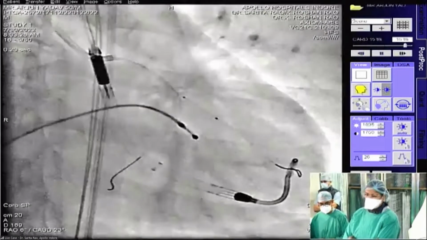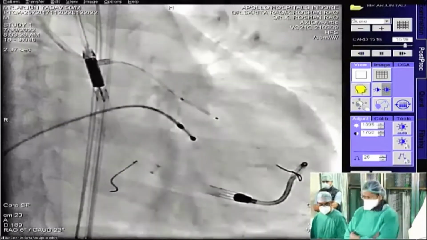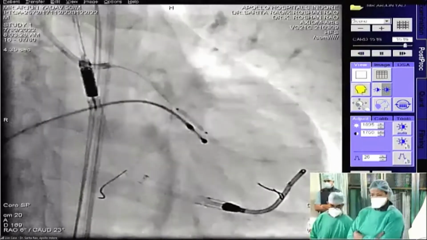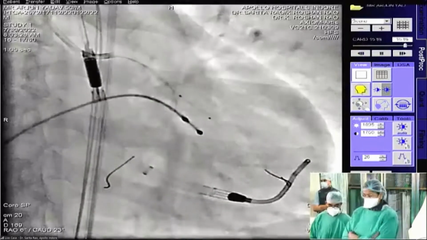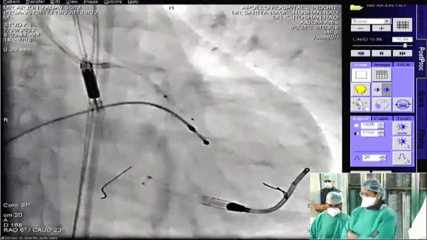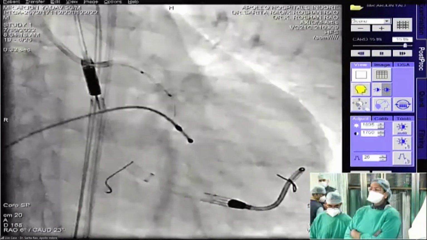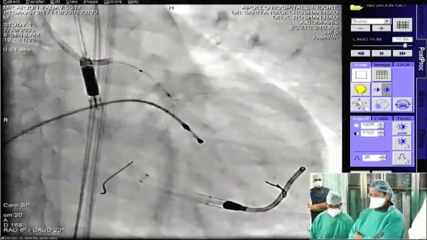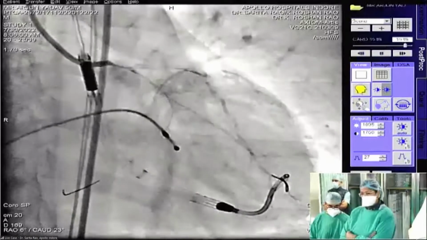We've gone ahead, wired the circumflex, ballooned the OM. Next, please. We also ballooned the branch. The plan was to go with a single stent strategy there.